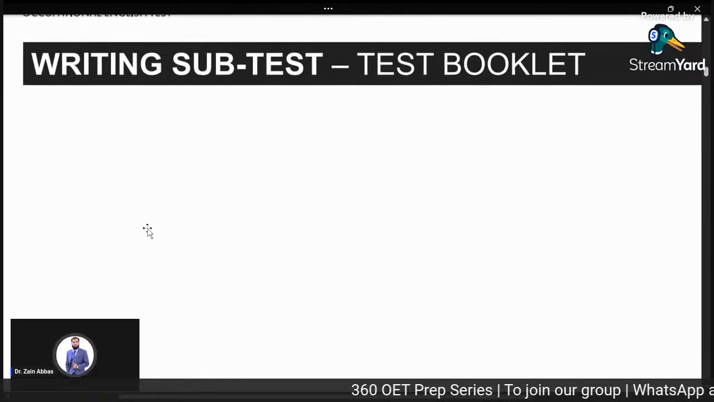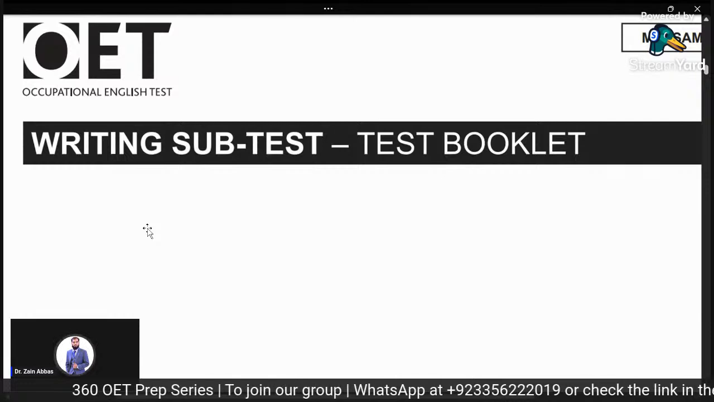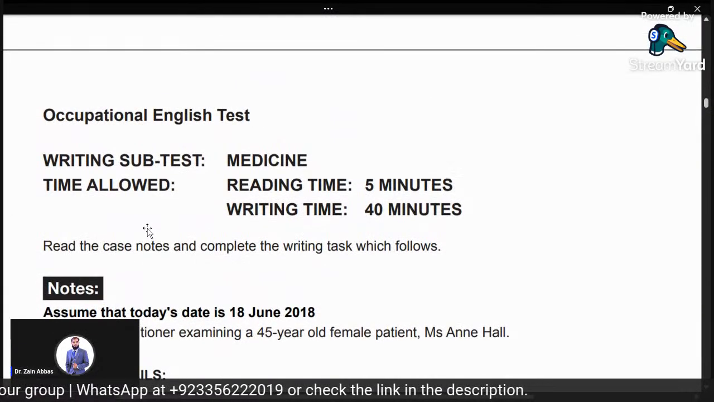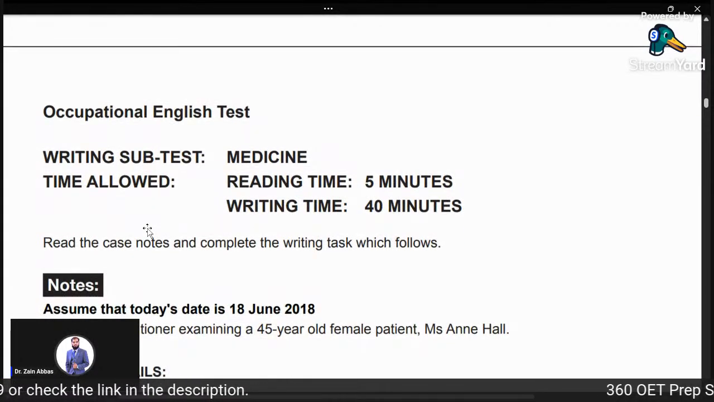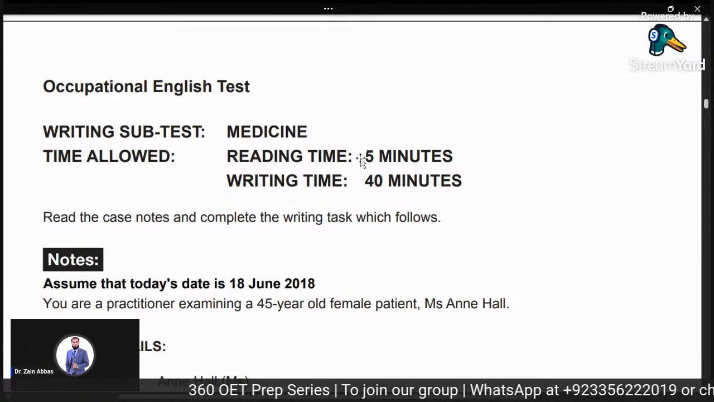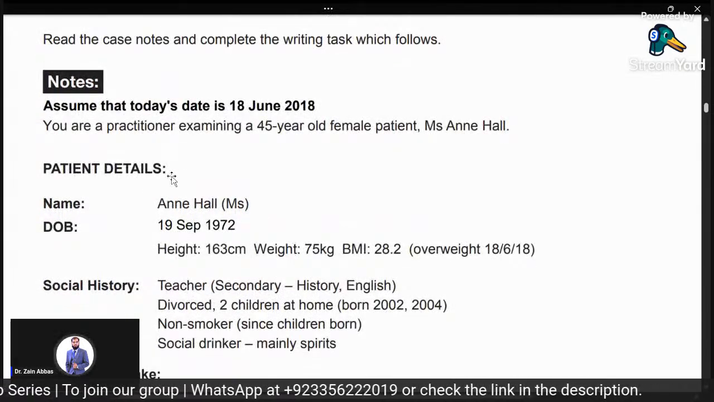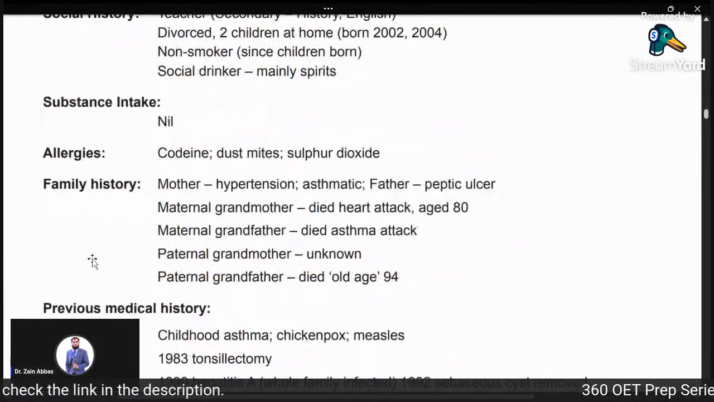So let's see the sample of an original writing subtest here, and I have the original paper in front of you. This is the case note, and it comes with important information, and the similar introduction that I have already told you. Reading time is 5 minutes and writing time is 45 minutes. Then there are the details for the patient: the name, date of birth, social history, substance intake, allergies, and family history, like that.